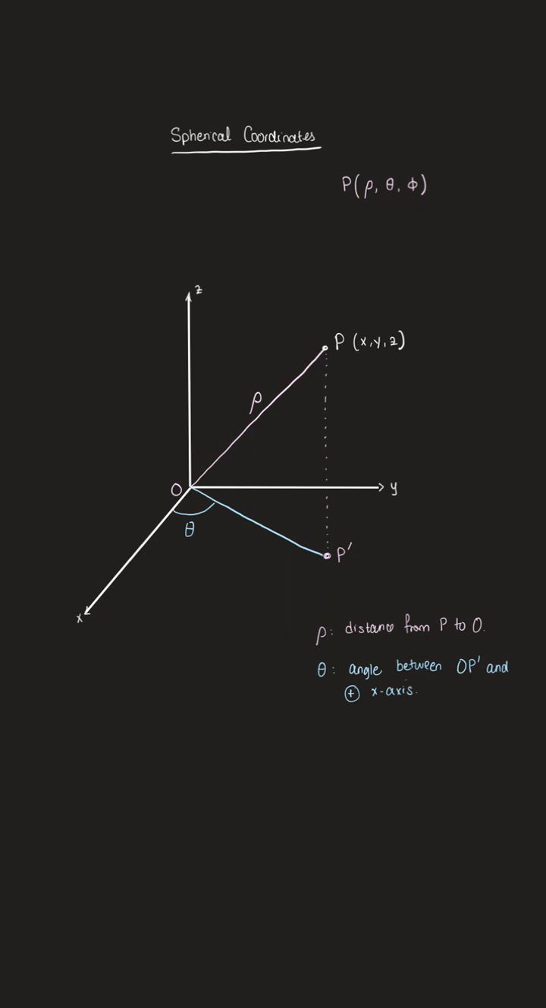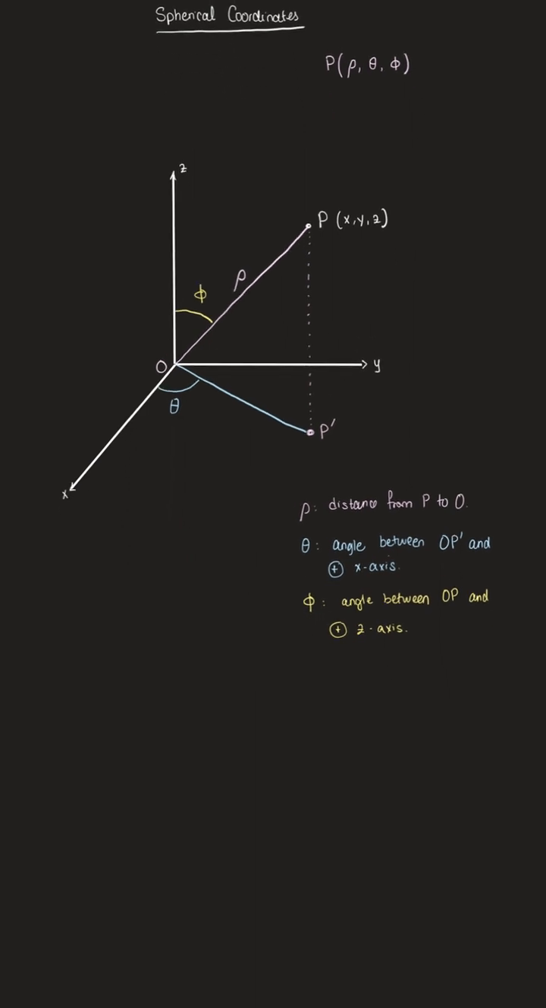And the third piece to define our coordinate system in spherical coordinates is another angle, which is the angle that OP makes with the positive z-axis. And we call that angle phi. So phi is the angle between OP and the positive z-axis. And so that uniquely describes a point in space.